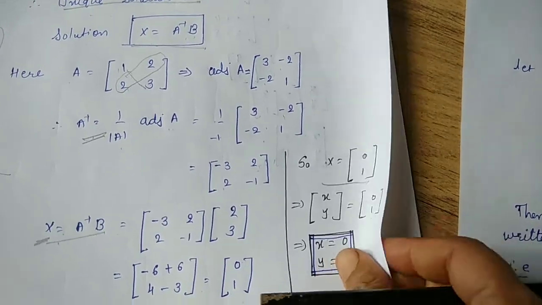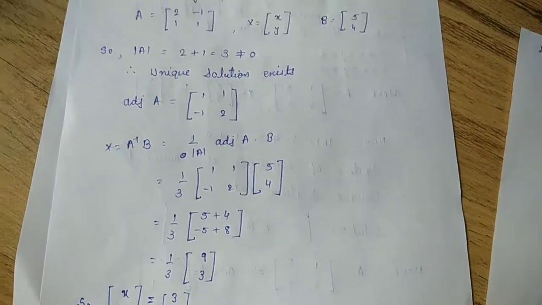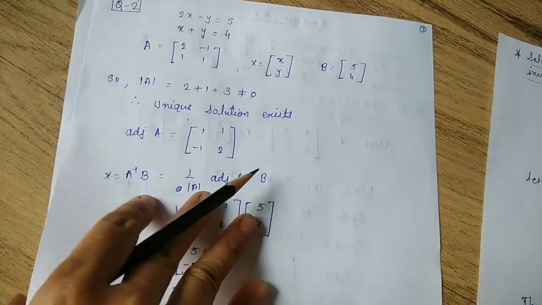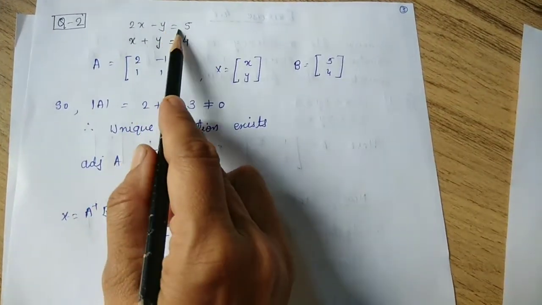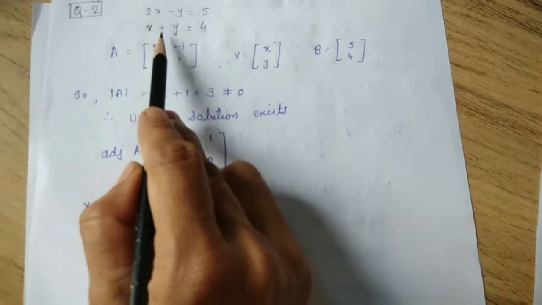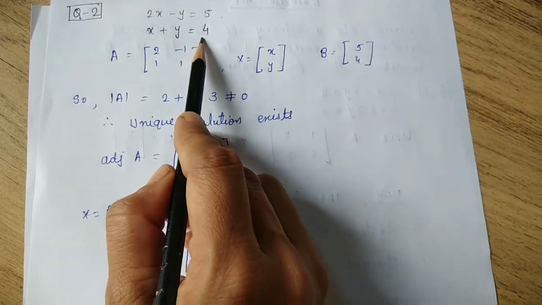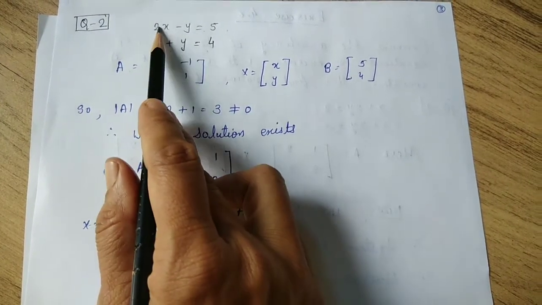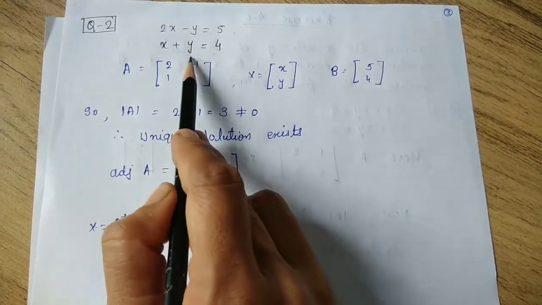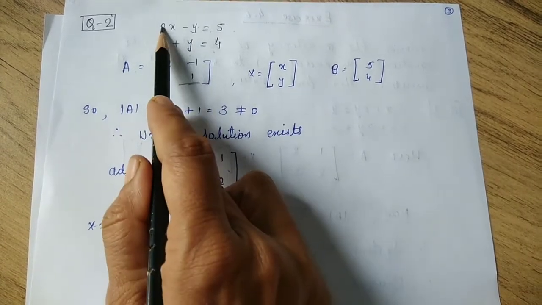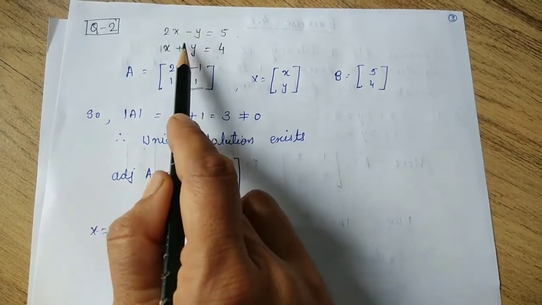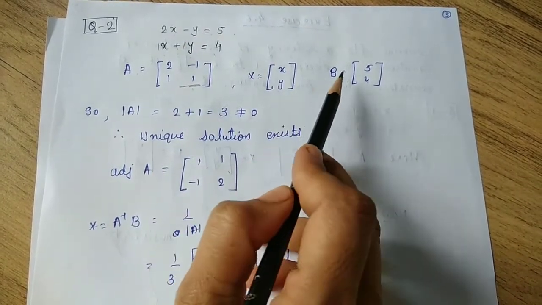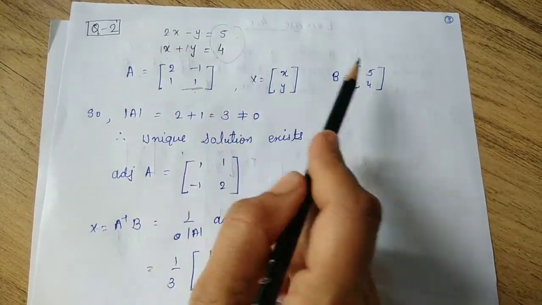Let me see one more question. That is, we are having question number 2. So what is your question number 2, students? 2x minus y is equal to 5. x plus y is equal to 4. And then A is equal to, what will it be? 2, 1, minus 1 and 1. And X is equal to x, y, B is equal to 5, 4.